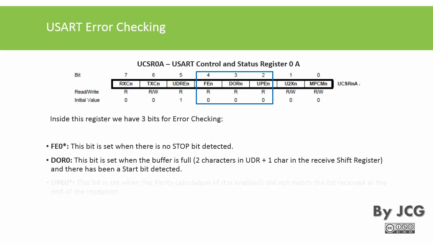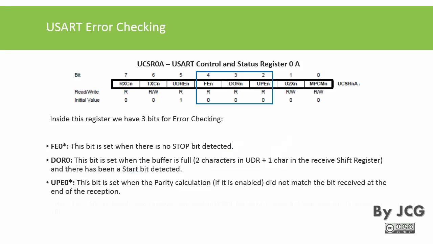We also have another bit that is called DOR0, which stands for data overrun. So this bit is set when the reception buffer is full. Remember, for the reception, we have 2 characters in UDR, and we also have 1 character in the reception shift register. We have an error when we have these 3 spaces full, the 2 over here and the 1 over here, and also we receive a start bit.